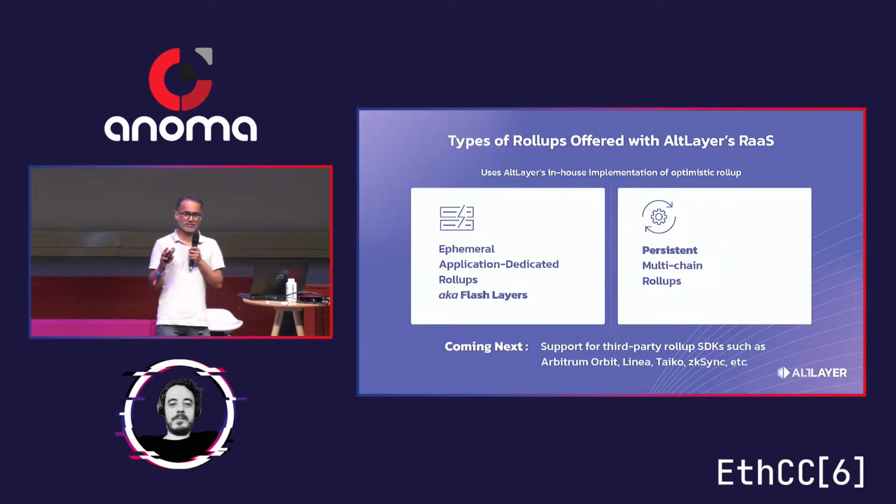With Altlayer, we offer two types of rollups. One that we call ephemeral rollups, which are rollups that are disposable in nature. Imagine, for example, Yuga Labs. Yuga Labs did a mint event about a year ago. It was hugely hyped. They raised, I think, about $300 million from that land sale, the Otherside metaverse land sale. But during the mint event, about $100 million, if I'm not wrong, was wasted in gas because there was a huge gas war-like situation.